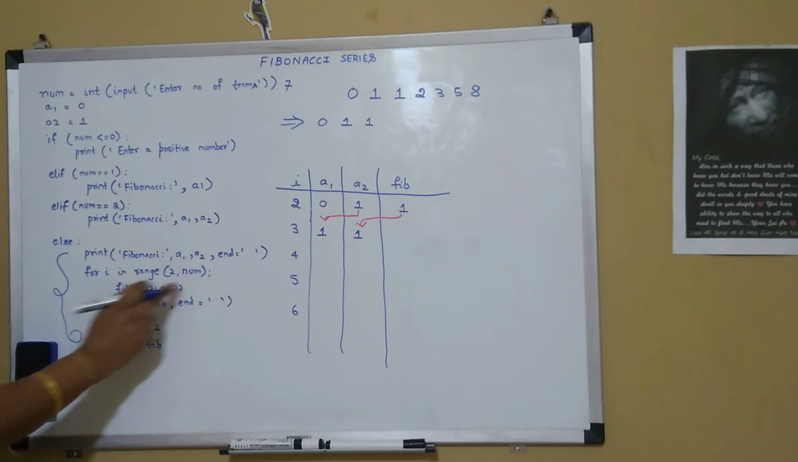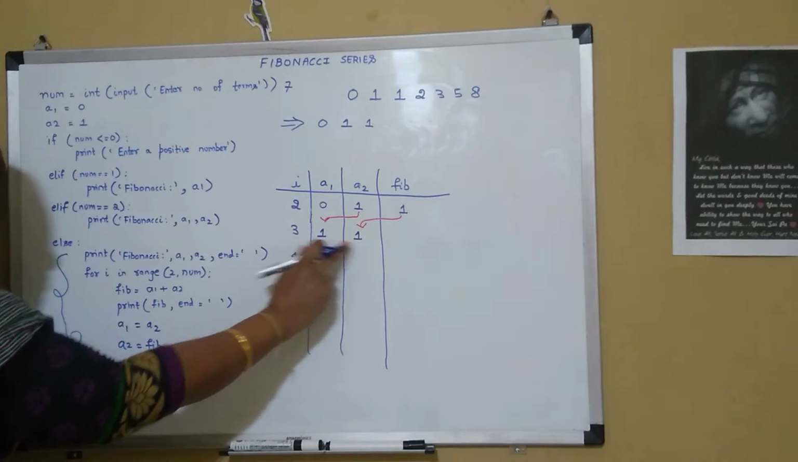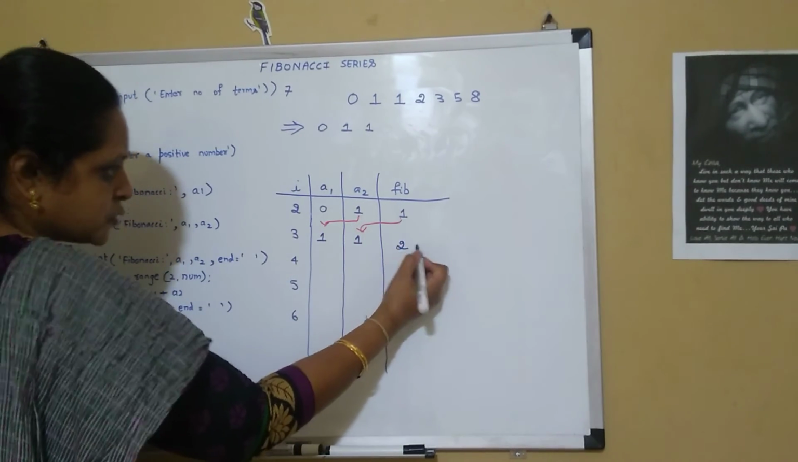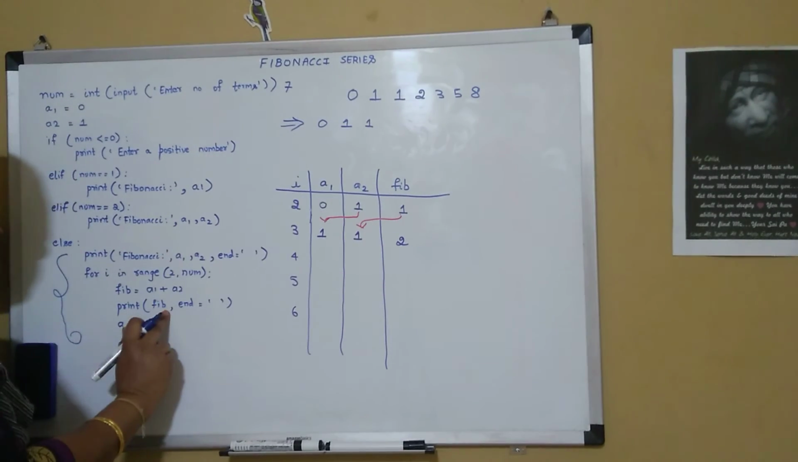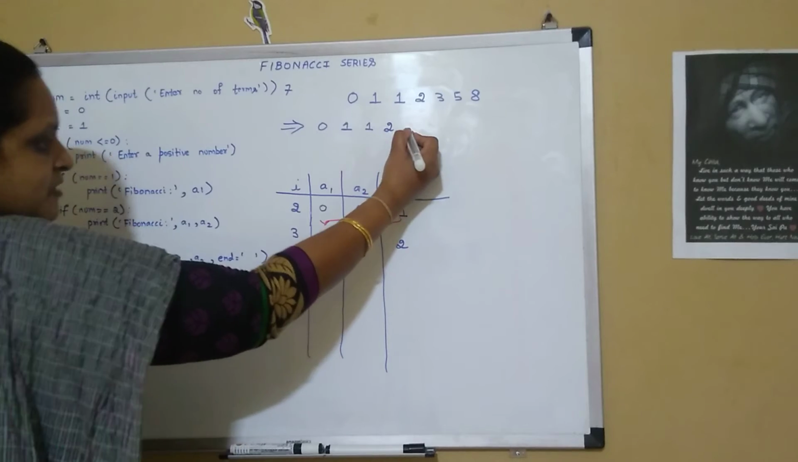I becomes 3. Fib equal to A1 plus A2. Fib is 1, fib equal to A1 plus A2, which is equal to 2. So it will print 2. Print fib and end equal to space. So it will print 2 and give a space.